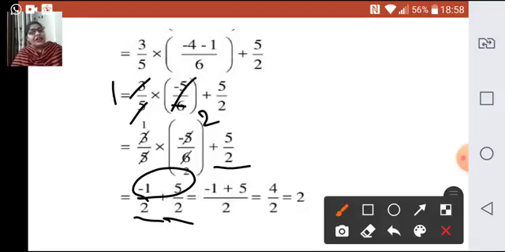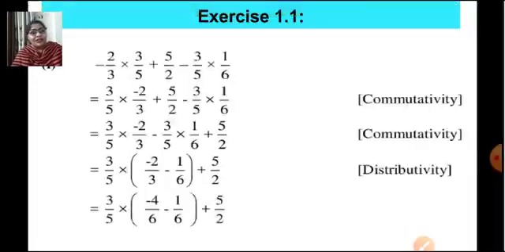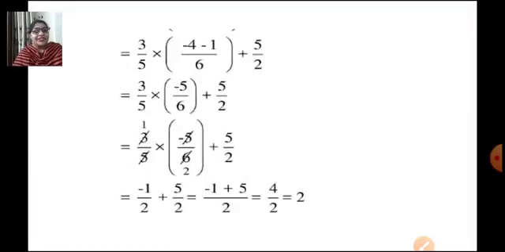So this is how you are going to use the properties, children, and solve it. Okay, so the whole sum again I'll show you. You can note down in your classwork, children. So this is the first part where we are rearranging the terms. Right, I hope this is clear, children. We are rearranging, we are using the properties like commutativity and distributivity, and then we solve it. So this is how we have solved, and the first answer is 2.